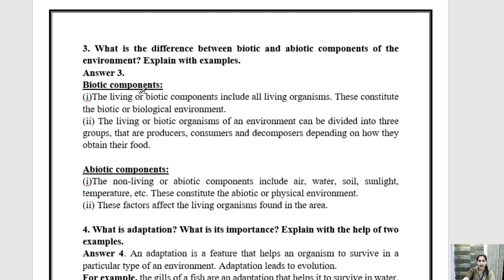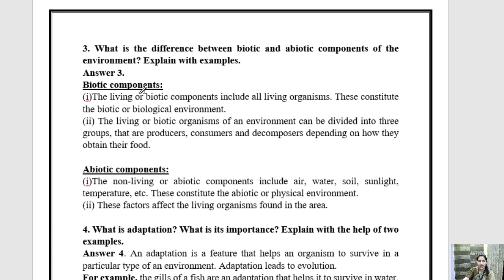Okay, question number 3. What is the difference between biotic and abiotic component of the environment? Explain with example. So what is biotic and what is abiotic component? So biotic components are basically living organisms. Abiotic components are non-living. Okay, so biotic component includes living organisms. These constitute the biotic and biological environment.